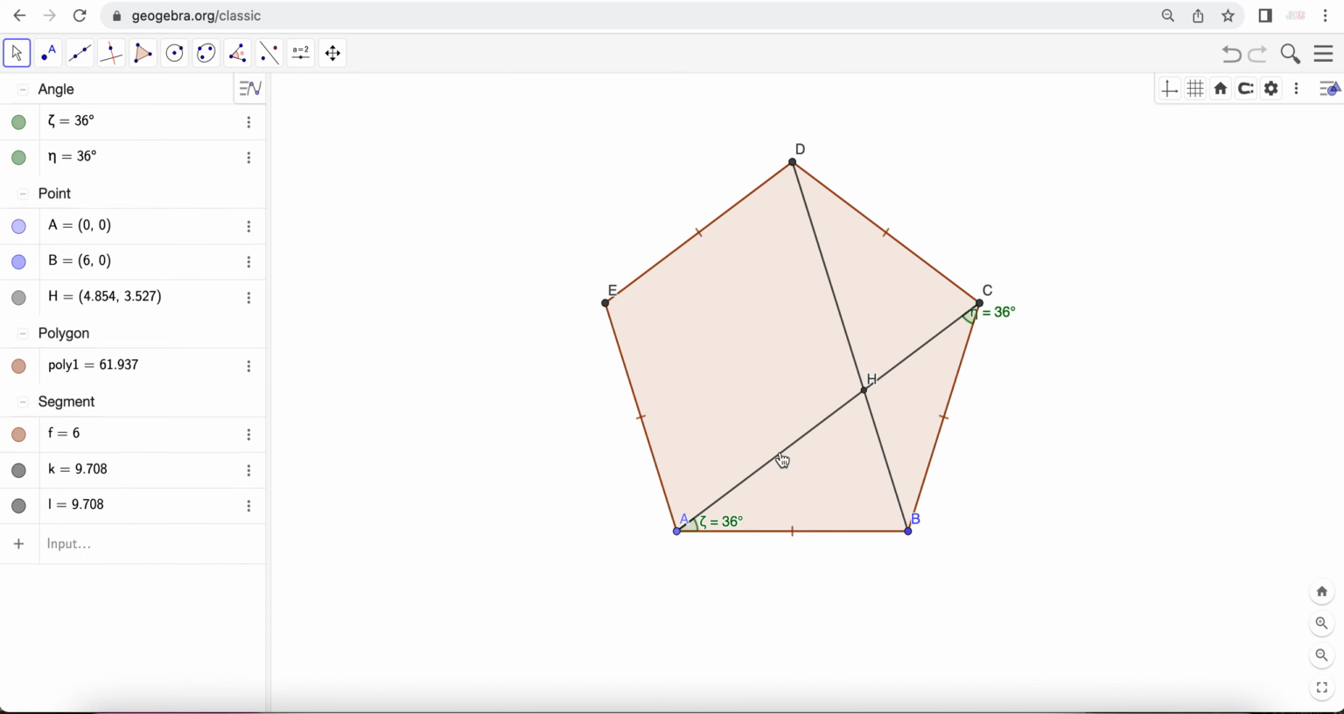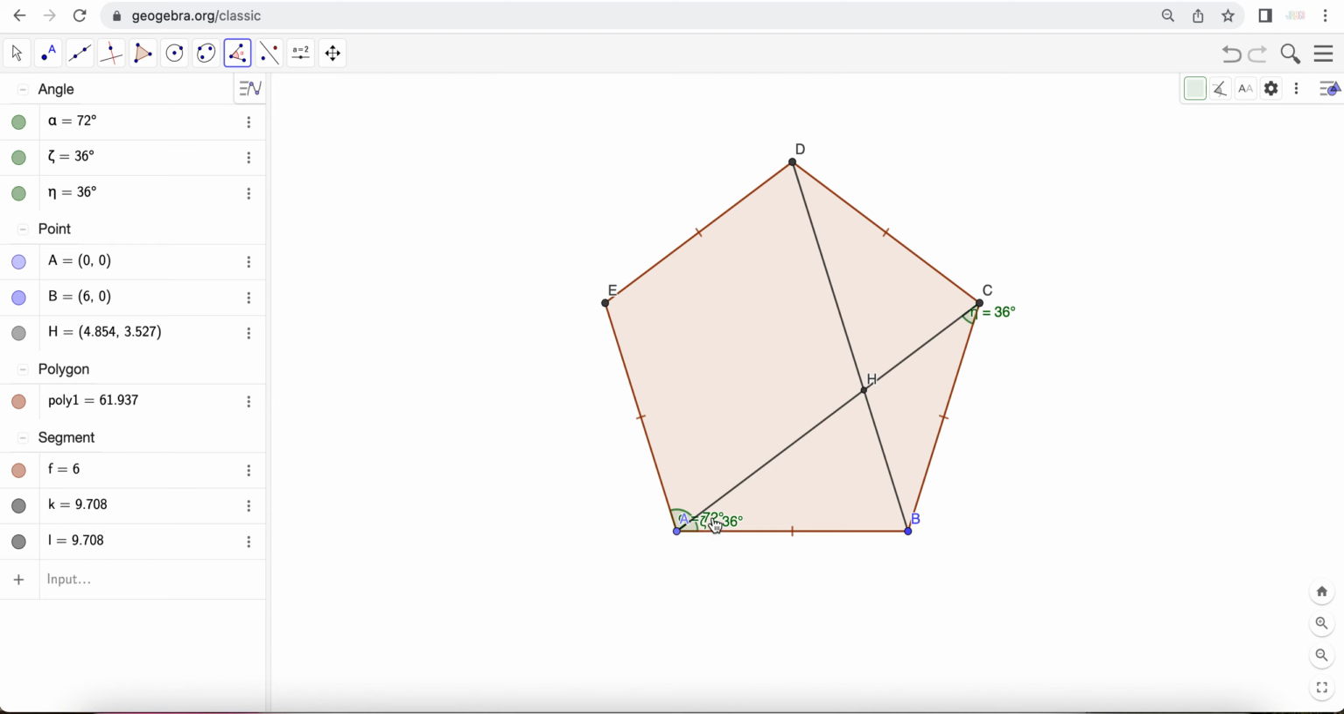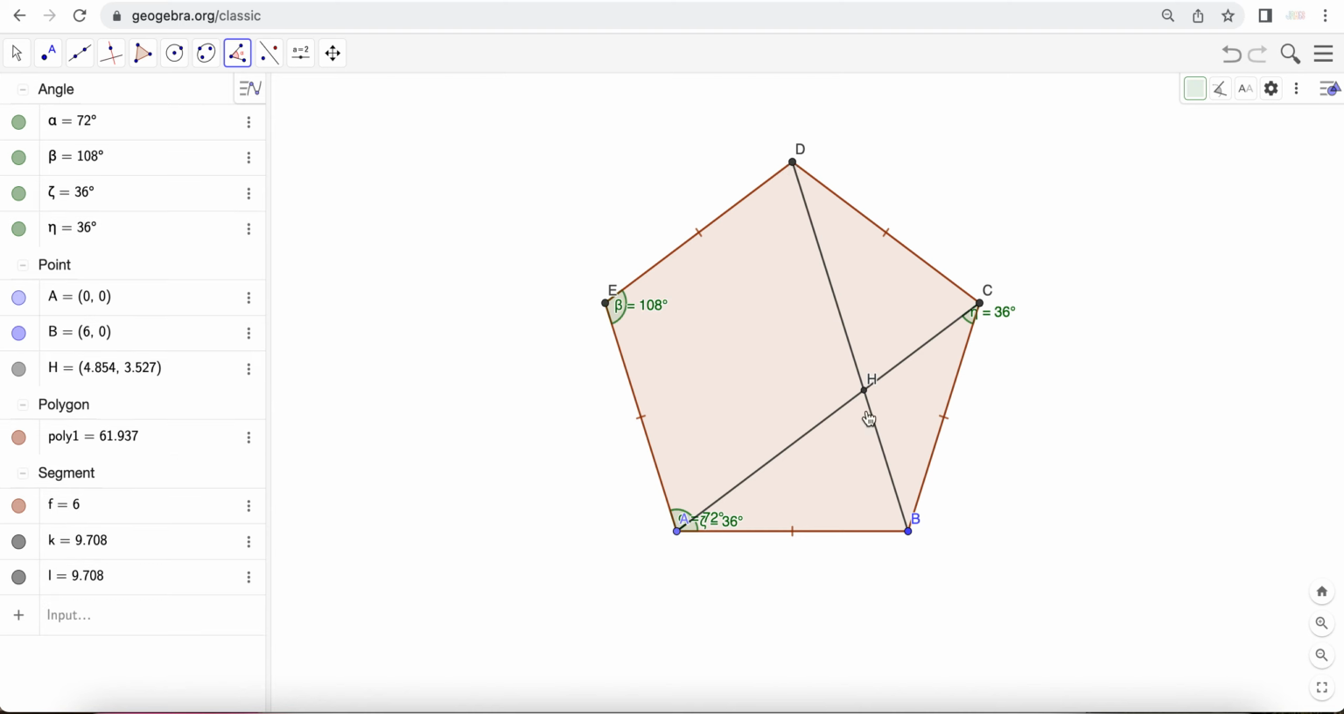We know that this must be 72, right? Oops, now I lost that other one. So this must be 72, because 72 plus 36 makes 108. I'm going to get this one back because that's useful. Okay, so we've got 72. So think about how that could be applied to the other triangle up here. If we go through that same process and look at BCD, we'll get this to be 36 and this will be 72.